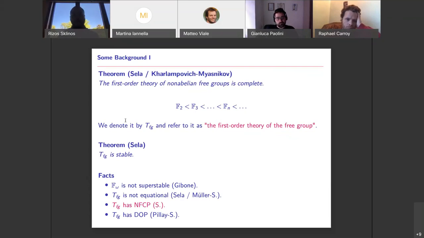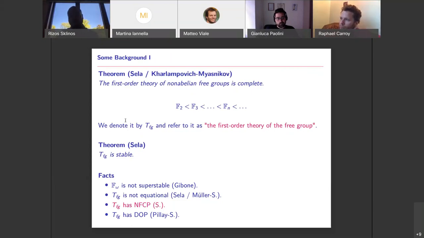Let me add here that F omega, the free group of rank omega, has the same theory as the rest of the non-abelian free groups, because as I said before, F2, F3, up to Fn is an elementary chain. So if you take the union, then you get F omega. So F omega has the same first order theory as any non-abelian free group. So TFG is not superstable.